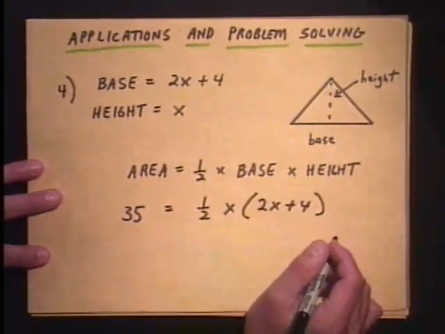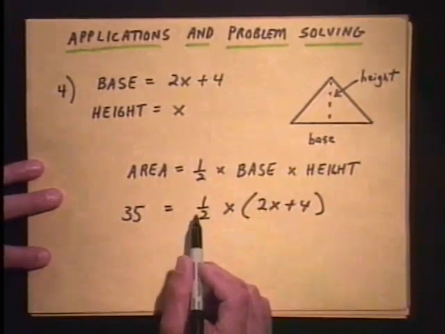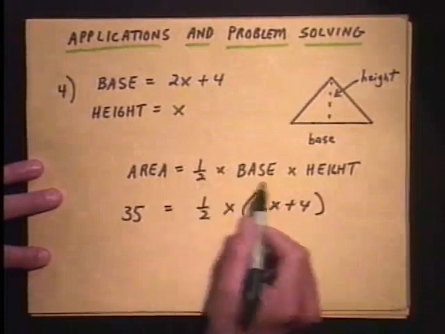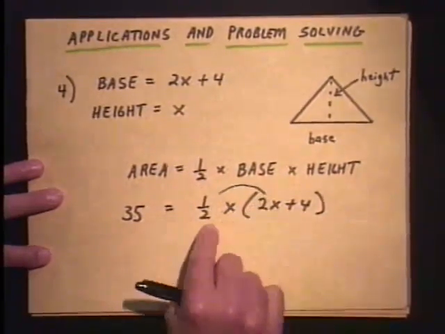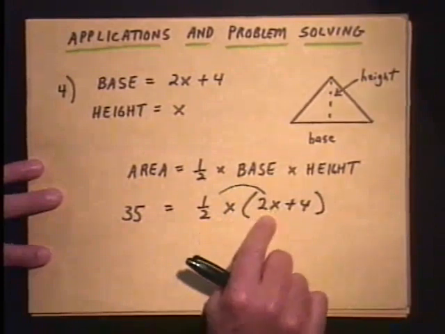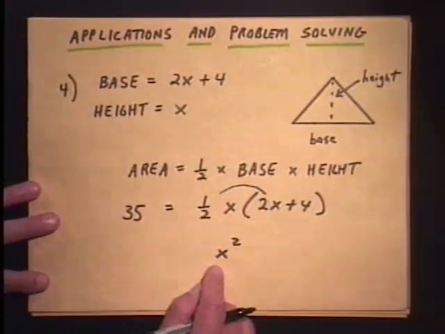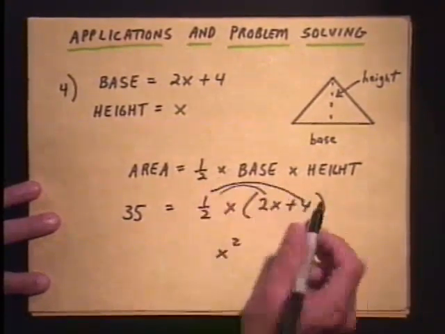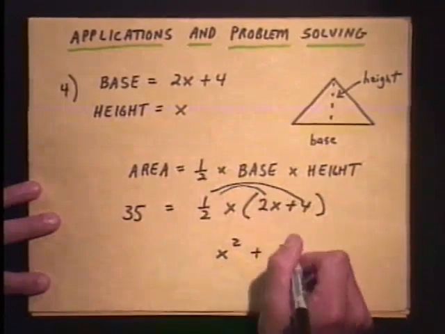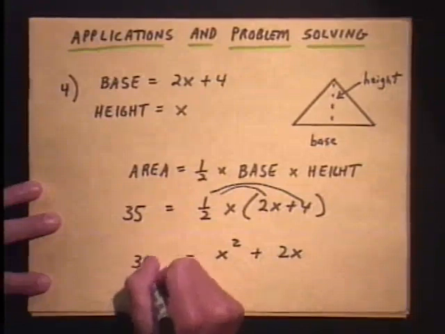Now, what am I going to do here? I think I'll multiply the 1/2 times the x and call this 1/2 x, and distribute that through the parentheses. What do you think? I think that'll work well. So 1/2 x times 2x would give us what? 1x squared. And there we have our good old friend x squared in the problem here. 1/2 x times 4 would be plus 1/2 of 4, which is 2x, equals 35.